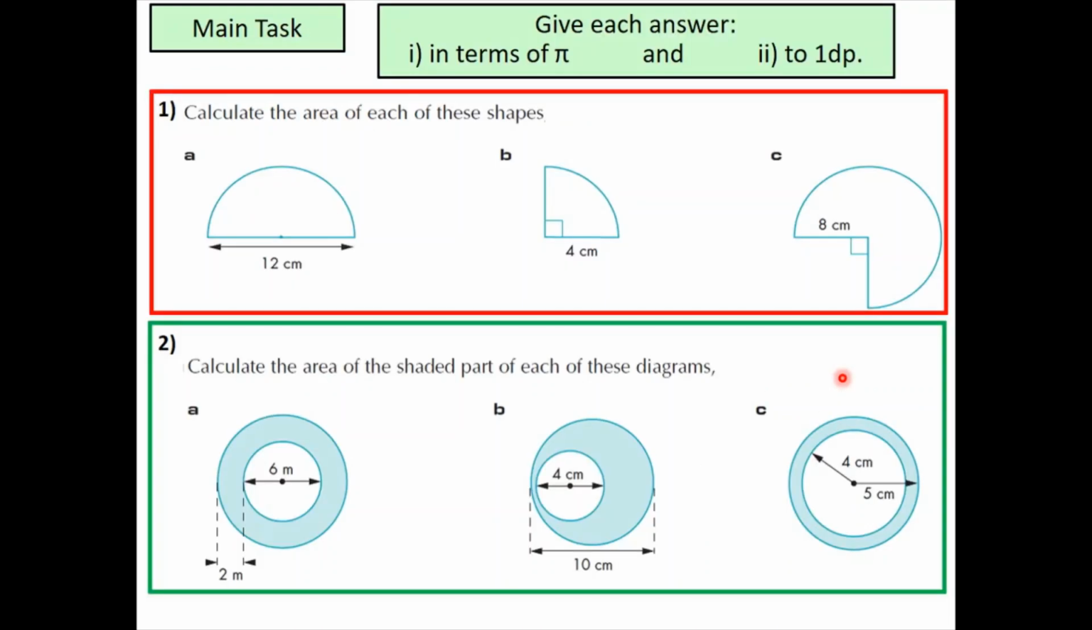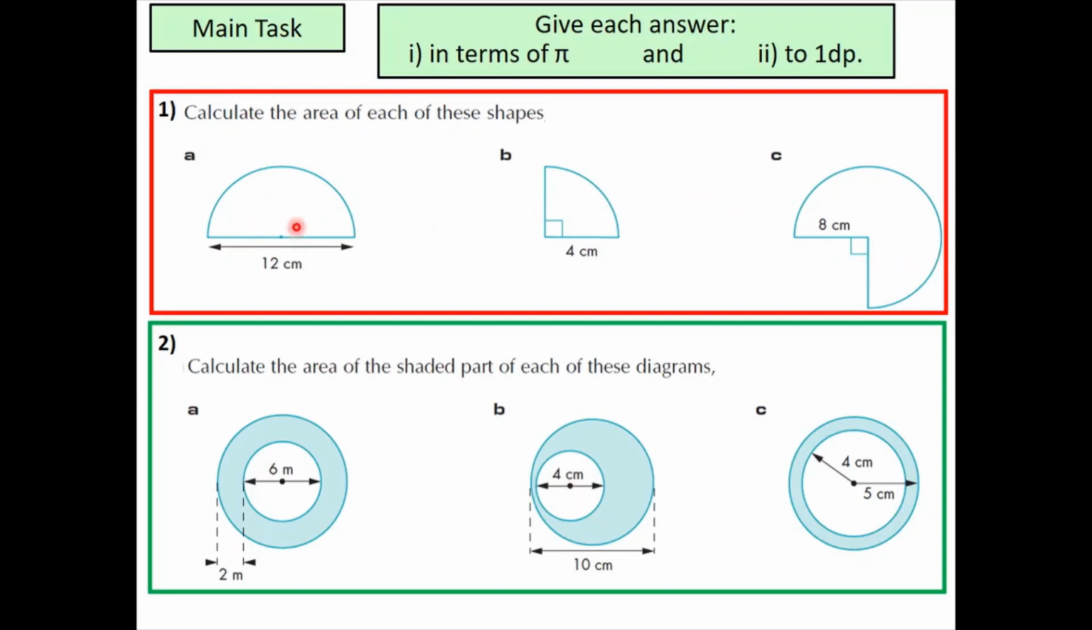Right then, here are 6 questions for you to try. You have to work out the area of each of these 3 shapes, and then for the second question, the area of these 3 shaded regions. The only thing I will offer as a bit of a hint for the first 3, because we didn't really look at these, but they're pretty straightforward.